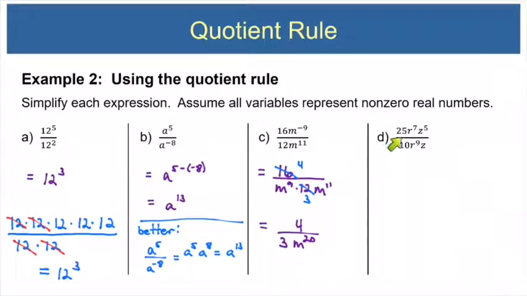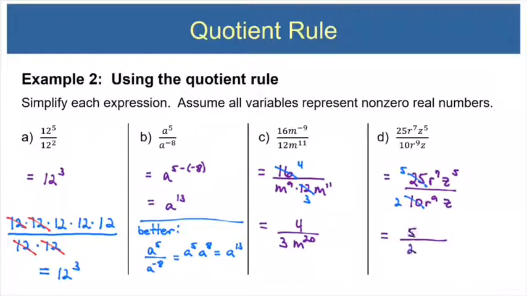And let's look at part D. Here we have 25 r to the 7th, z to the 5th, all over 10 r to the 9th, z. I'm going to go ahead and just recopy it so it's larger so I can write on it. And now let's see what we can do with these coefficients. 25 and 10 can both be divided by 5, so let's do that first. 25 divided by 5 is going to give us 5, and 10 divided by 5 is going to give us 2. And for the rest of this, we'll be applying the quotient rule.